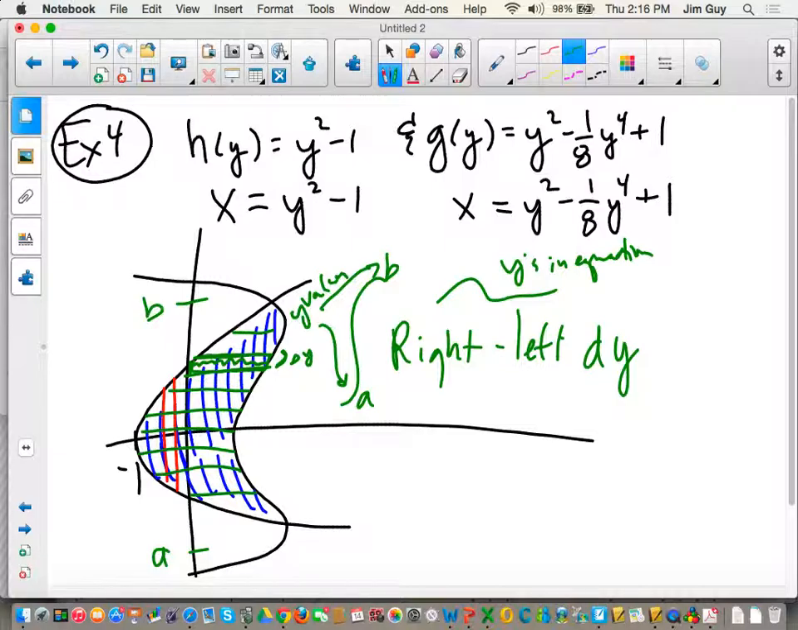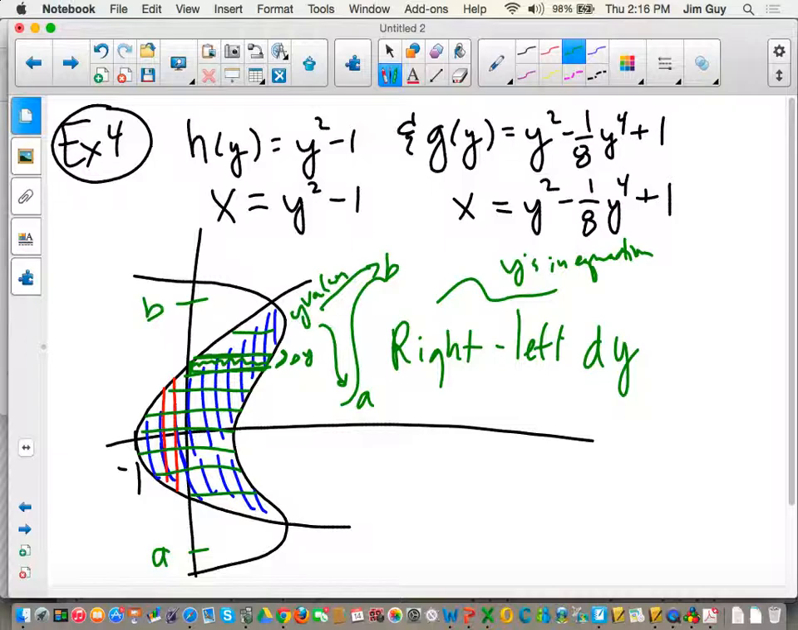So there's two things really when you approach this problem you think about. Number one, look at the boxes. If you can't do top minus bottom, then think about right minus left. And number two, if they give you everything in terms of y, it's probably best to do it right minus left because that would be a dy problem.